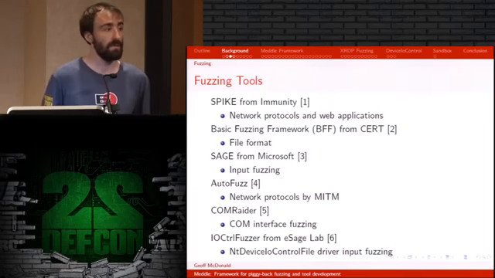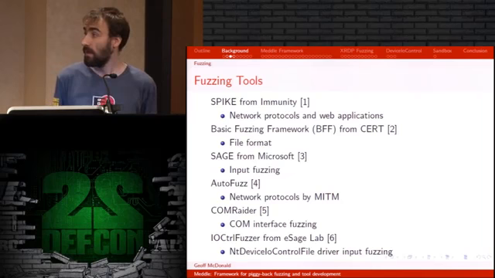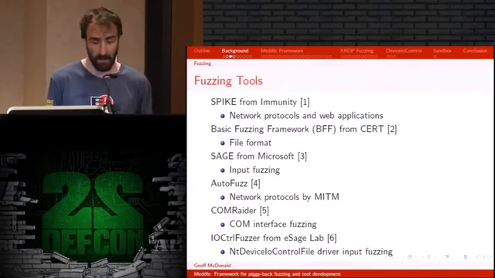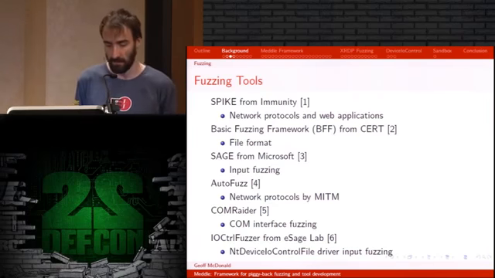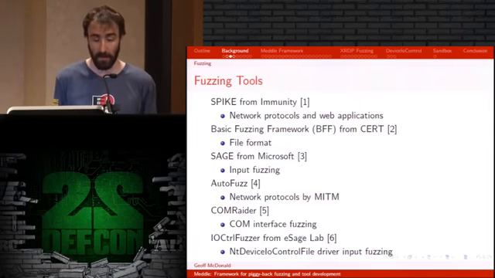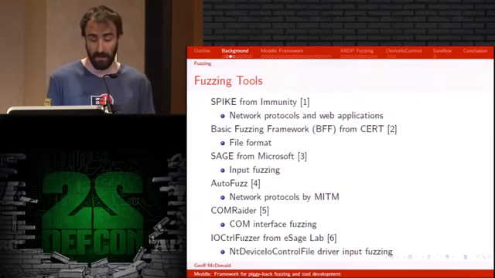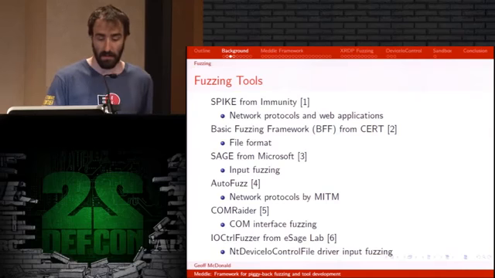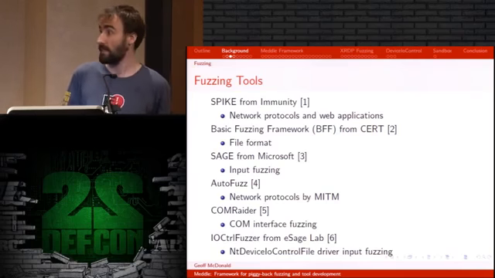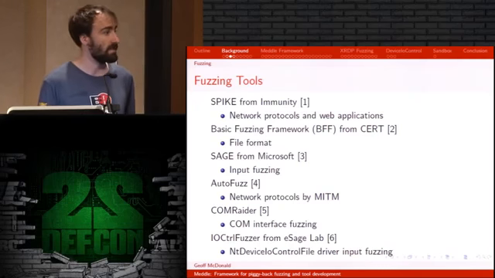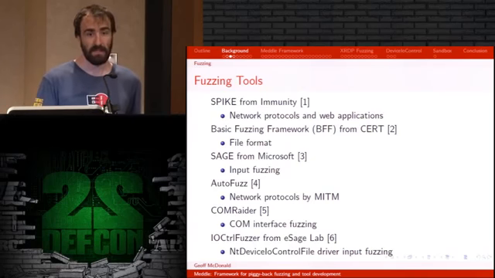There's quite an array of existing fuzzing tools out there right now. A couple worth particular mention would be Spike from Immunity, which is a very popular commercial one from my experience. Another worth mentioning would be Sage from Microsoft, a really fascinating one I'm going to go into a touch of detail on. The I/O control fuzzer by eSage Lab is also really cool. It's actually running in Windows driver mode, and it fuzzes all the driver communication coming from the driver itself. That's related to one of our later examples where we're doing a similar thing from user mode.